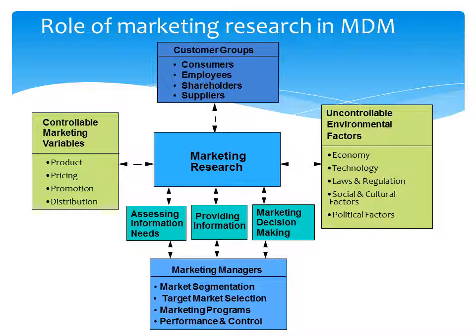pricing, promotion, distribution. The marketing research has customer groups. It may be consumers, employees, shareholders, suppliers. All these groups, the marketing research interacts with them. In the marketing research process, we assess information needs and provide information, then make the marketing decision. Then take the important marketing decision for the company.